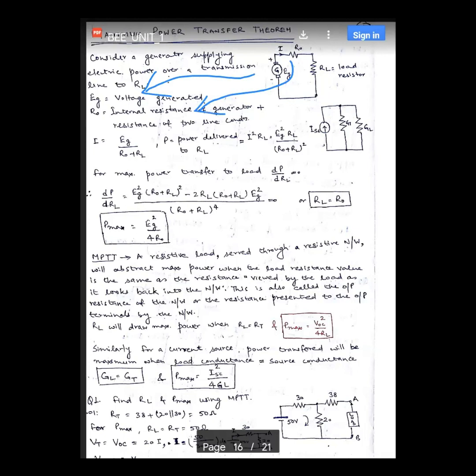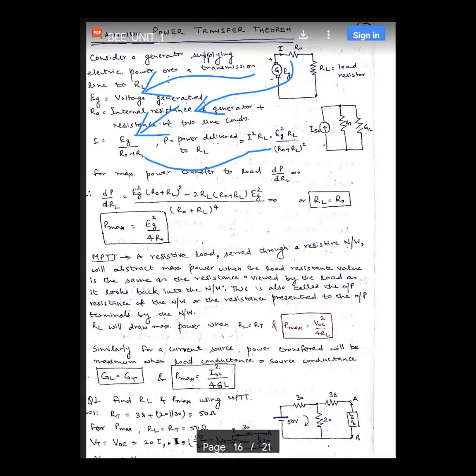If we apply Ohm's law, V equals IR, the current flowing into the circuit or to the load will be EG upon R0 plus RL. This is the current which is supplied. So the power delivered will be I squared R, as you are well aware. This value of the current is substituted in this formula to get these results.